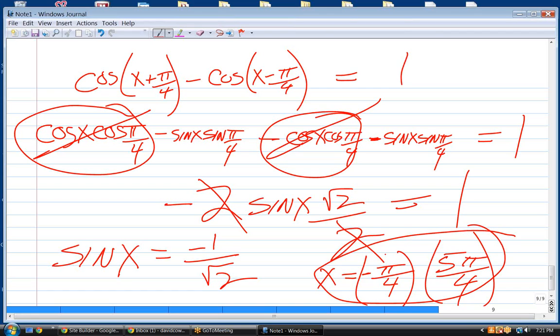But I suspect, and I don't think you'd lose points, because 7 pi over 4 is the same reference angle as pi over 4, as minus pi over 4. Whether it's the same angle or not, I don't know. I guess that's an argument left for mathematicians. But it certainly has all the same trig functions. So there would need to be a comma in there. Okay.